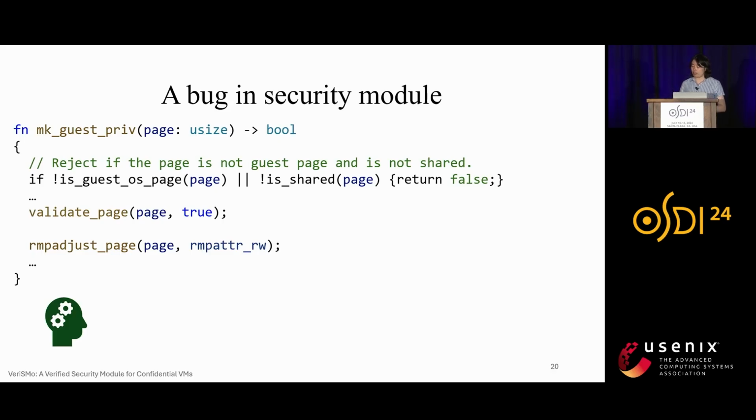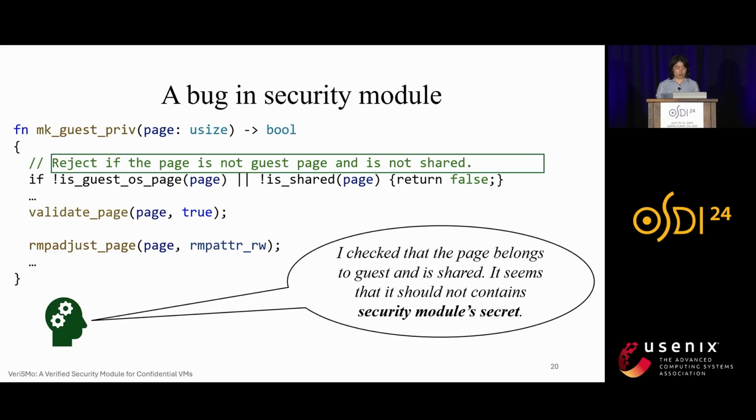And in our verification, we also noticed a very tricky bug during our evaluation section. And here, this is a very simplified version of the function that contains the bug. It's a function to help the guest OS to make a memory page from shared to private. And intuitively, if you read this code, you'll figure out there is a check to see whether the page belongs to a guest OS and whether it is shared. And only when it belongs to a guest and it was shared, our code will validate the page and then assign the page to the guest.